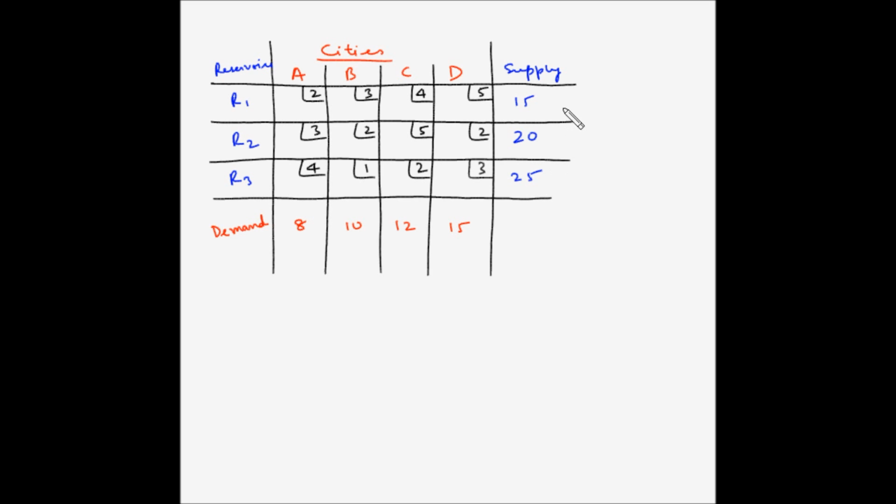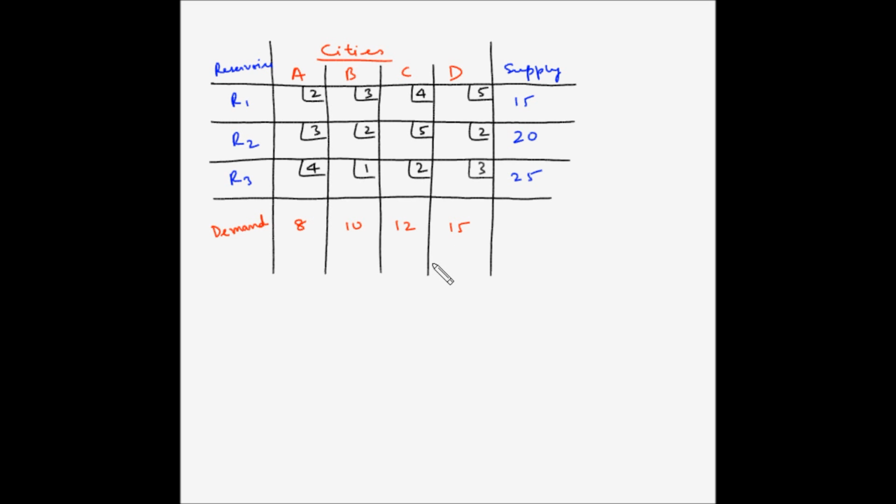So let's first add up the supply. So 15 plus 20 is 35. 35 plus 25 is 60. Now let's add up the demand. So 8 plus 10 is 18. 18 plus 12 is 30. And 30 plus 15 is 45. So the total supply is 60 while the total demand is 45. So this means that the total supply is more than the total demand.